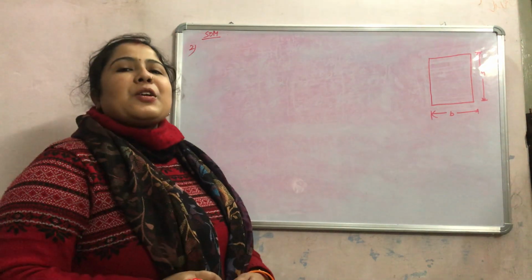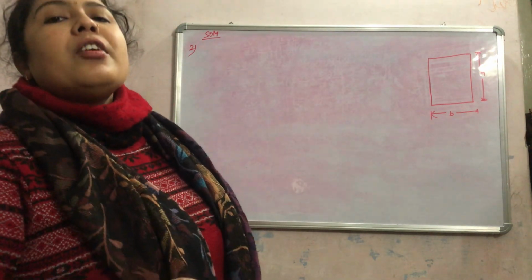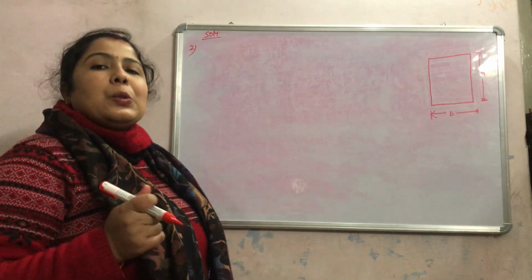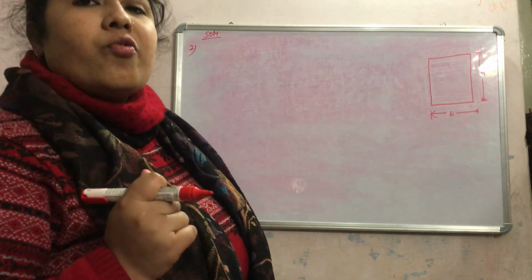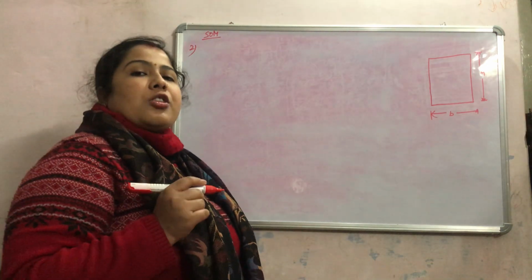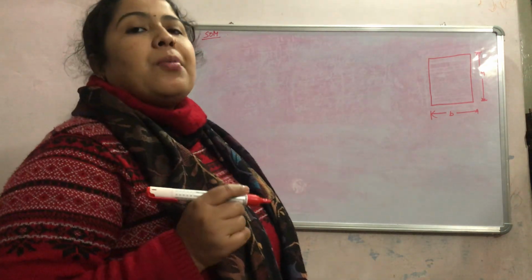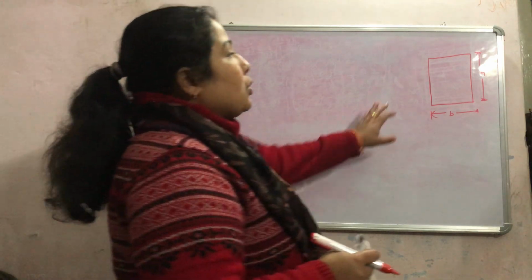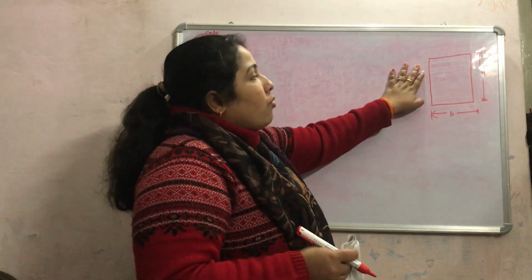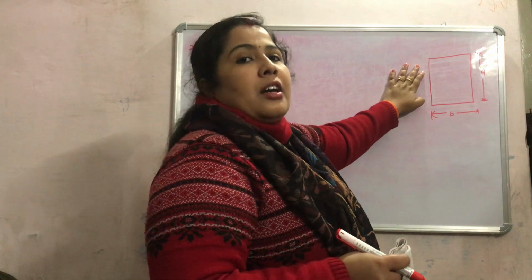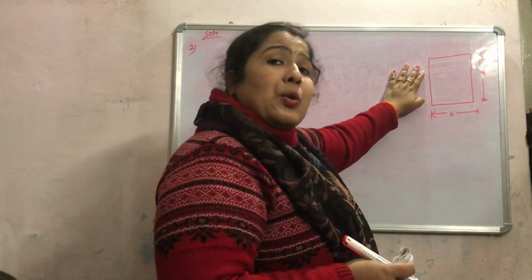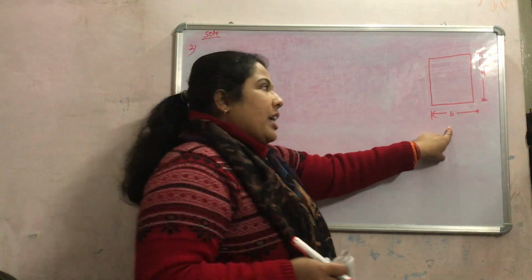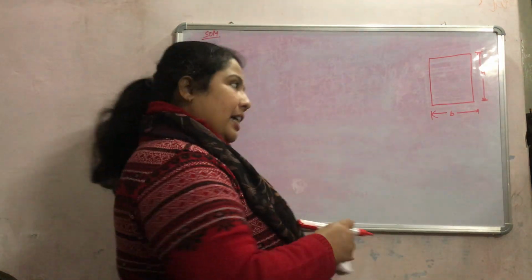Hello, this question says, if a beam of rectangular cross section is subjected to a vertical shear force V, the shear force carried by the upper one-third of the cross section is. In this question, the cross section of the beam is rectangular and we assume the width of the rectangular section is small b and depth is d.